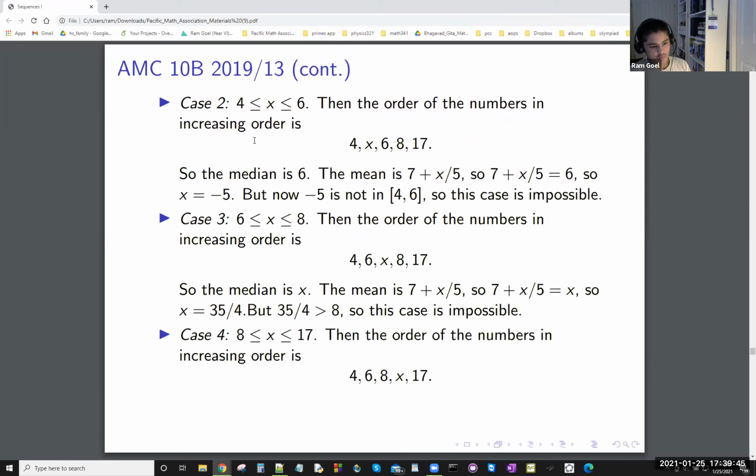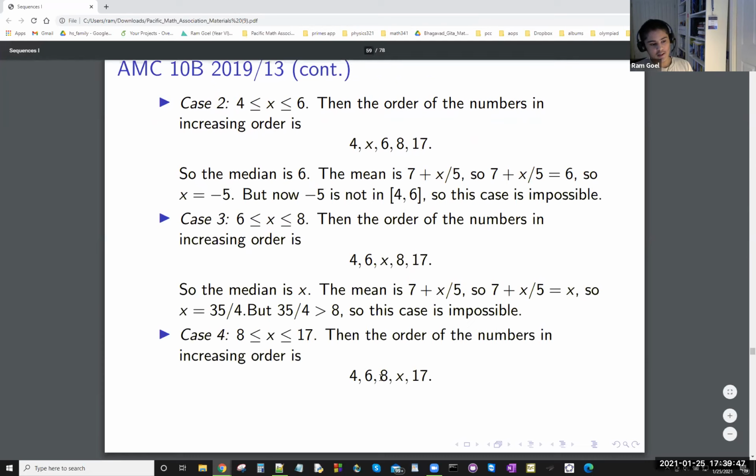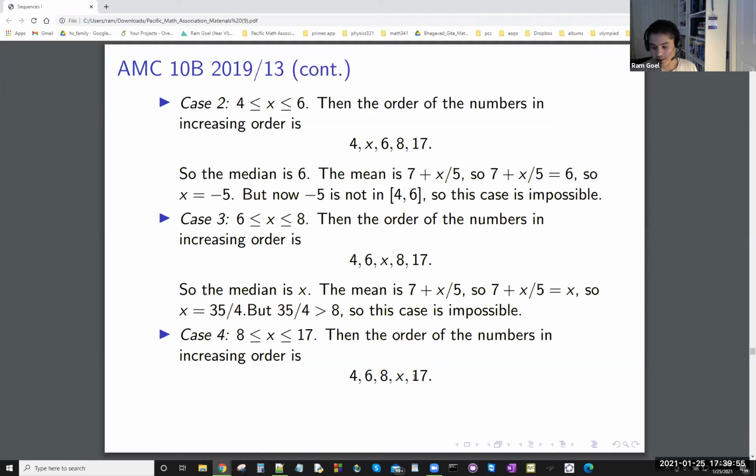In that case, the order of the numbers is 4, 6, 8, then x, then 17, because x is between 8 and 17. Again, we're writing these numbers in increasing order. Like Nivid said a few slides ago, the order of the numbers really matters when you're trying to find mean and median. So that's why we have to do these cases. In this case, the median is 8.